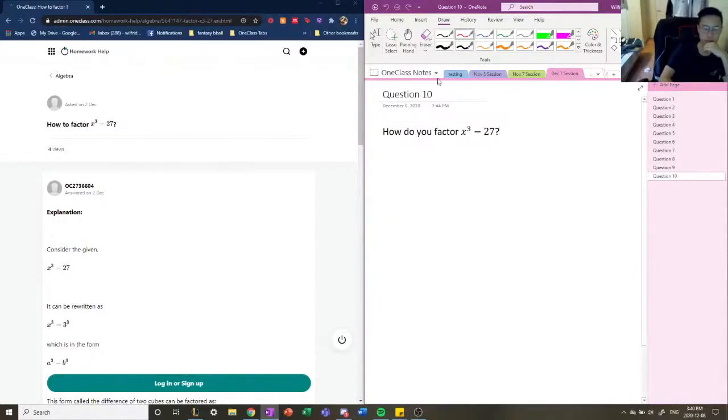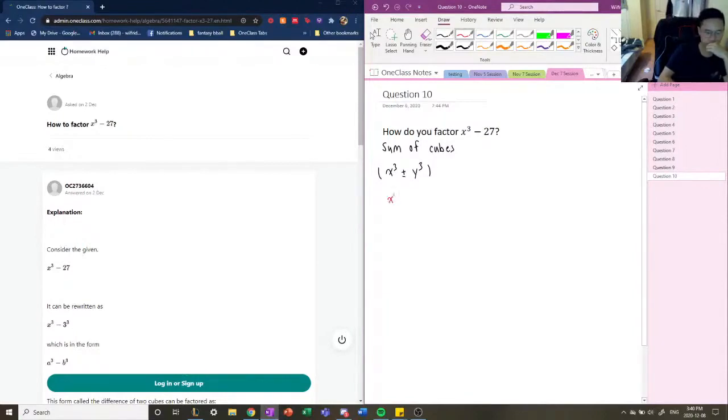The sum of cubes is basically a rule for how to factor polynomials of the form x cubed plus or minus y cubed, okay? It helps us factor this into its appropriate factors. And there are two different rules.